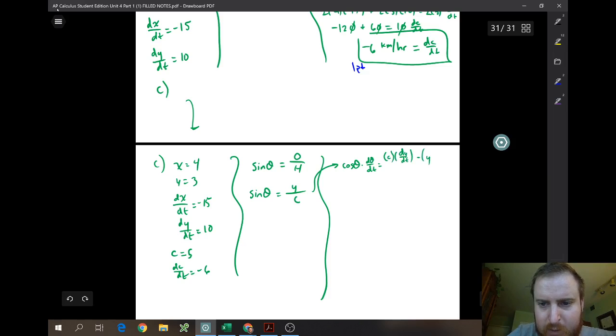Minus high d low is going to be dc dt, all over low squared. Oops, c squared.